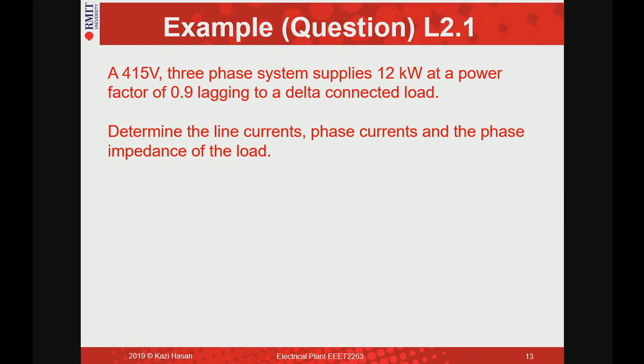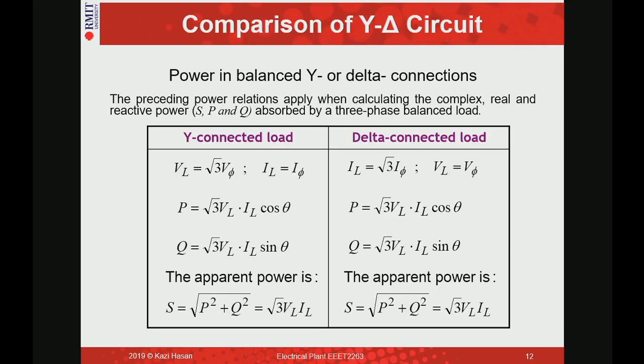So we know VL, we know P, we know cos theta. So let's go back a little bit. If you look at P in this equation, we know P, we know VL, we know cos theta. We need to determine IL from this equation. Is it difficult? It is not difficult because all of the parameters are given. We know that P equals root 3 VL IL cos theta. The value of P is given, value of VL is given, and cos theta is given.